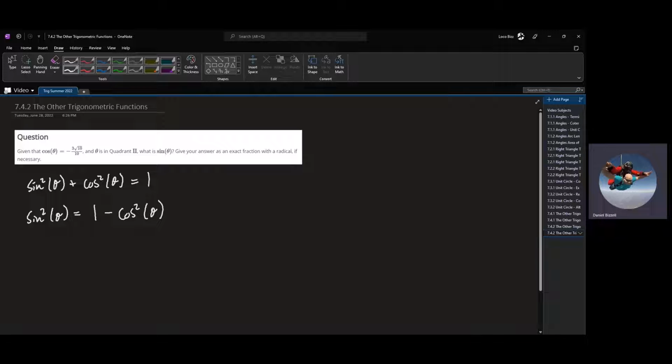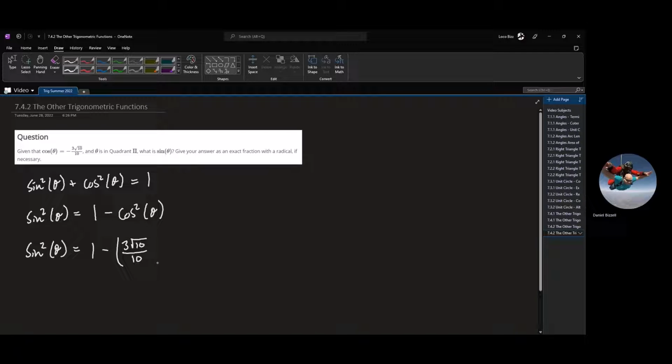Now we can plug in the cosine theta that they gave us into this formula we just made and see where it takes us. So we have sine squared of theta is equal to 1 minus 3 square root of 10 over 10, squared. And the reason why we have to square it is because this 3 square root of 10 over 10 is just cosine. But here we have cosine squared, so we have to square it.